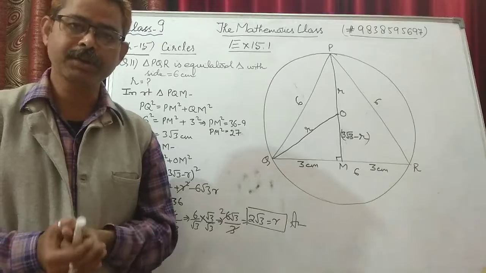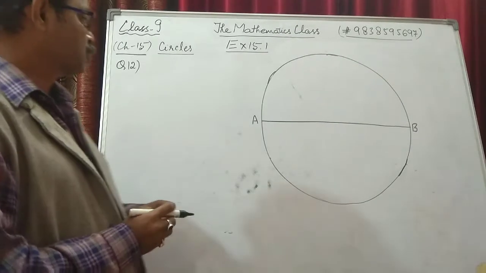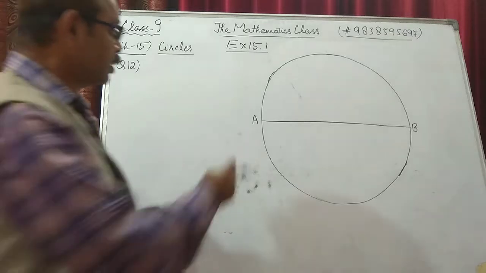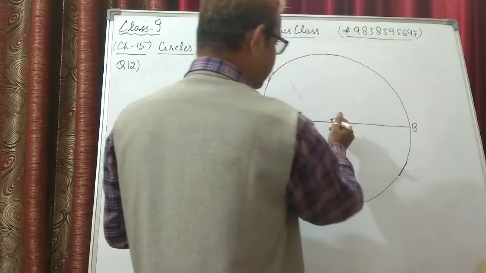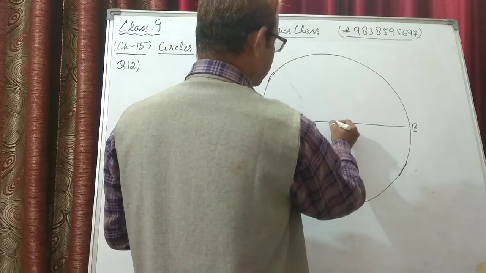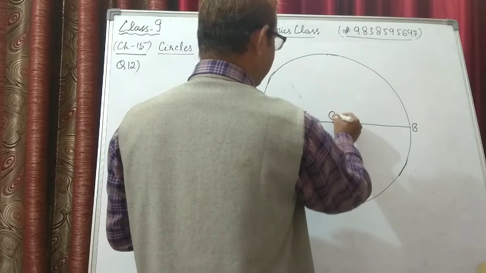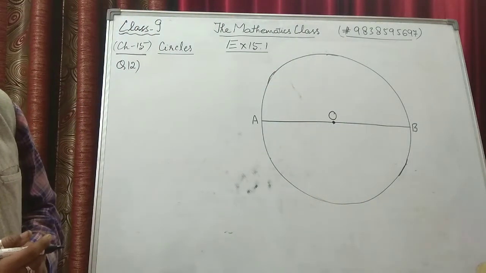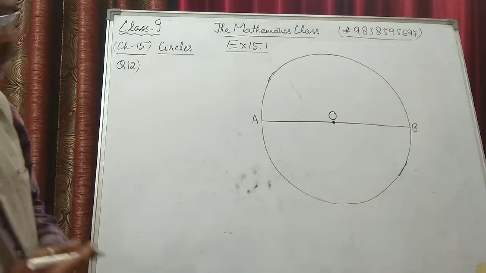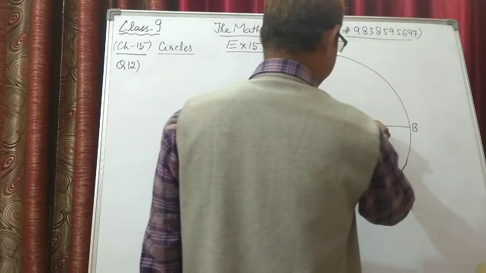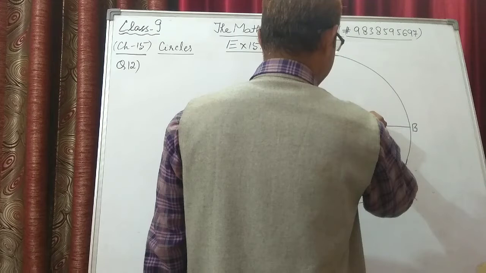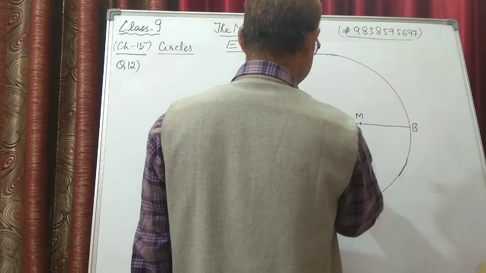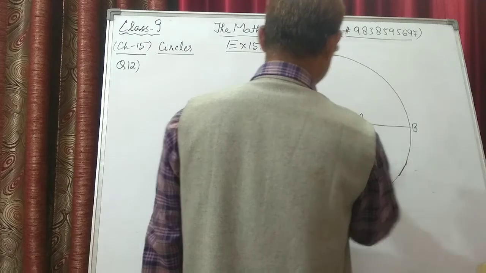Now we move on to question number 12. I'll read out the question. AB is the diameter of the circle. If AB is the diameter, it is the longest chord and it passes through the center of the circle, so I'm naming the center as O. Then they say M is a point on AB such that AM is equal to 18. Somewhere here is your point M, and AM is 18 centimeters. This total is 18 centimeters.